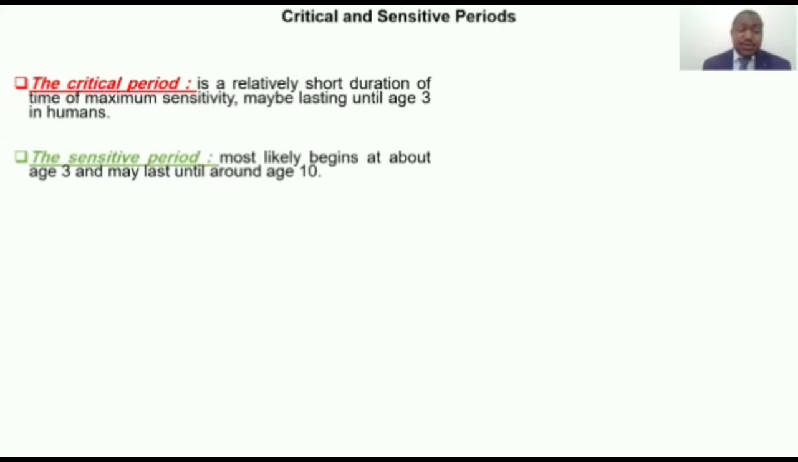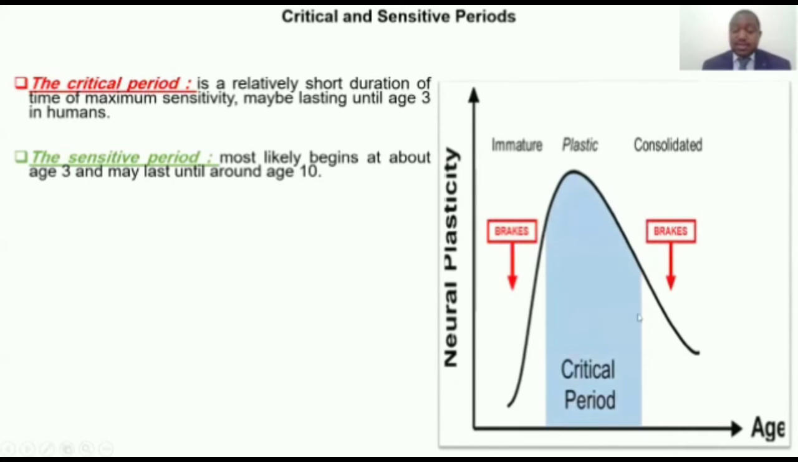The sensitive period most likely starts at the age of 3 and continues until 10 years old. During the sensitive period, the visual system is still at risk, but any problem happening during the sensitive period has a less serious effect than a problem happening during the critical period.